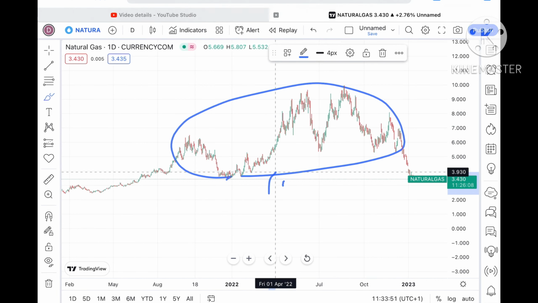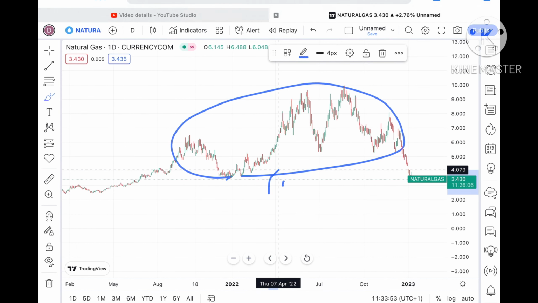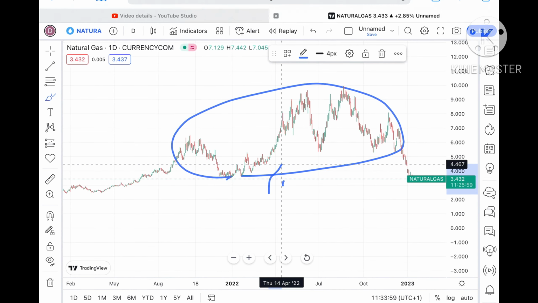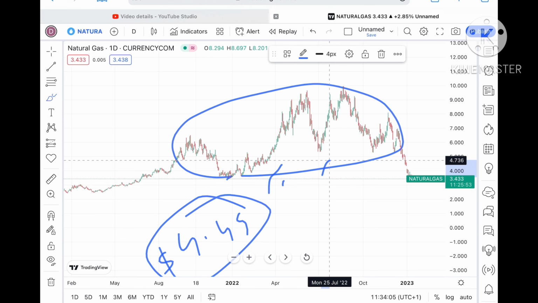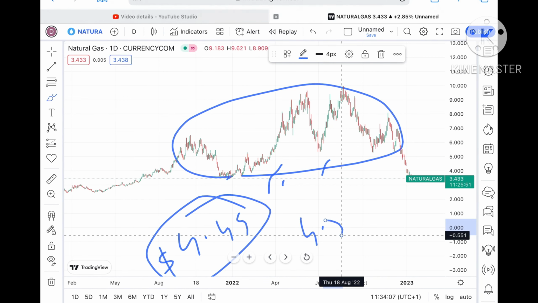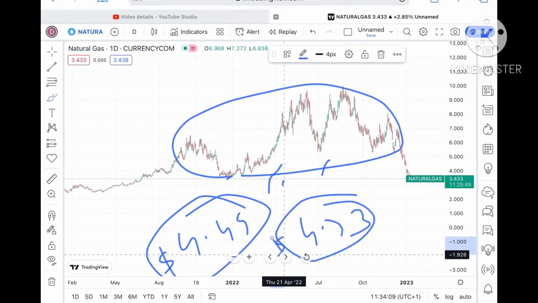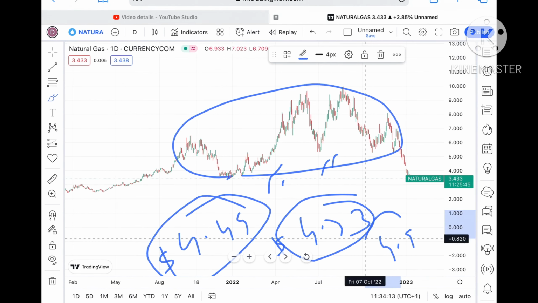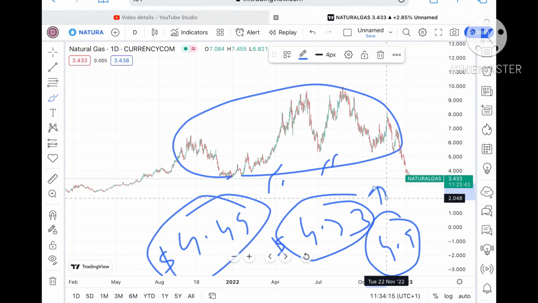Okay, suppose the price sustains above that particular level, chances are high it can cross $4.1 and touch around $4.2, and from there it can go towards $4.49. Once the price goes above $4.49, it can go further upside towards $4.73, and from there towards 4.9. And once the price sustains above 4.9, it can go further upside.